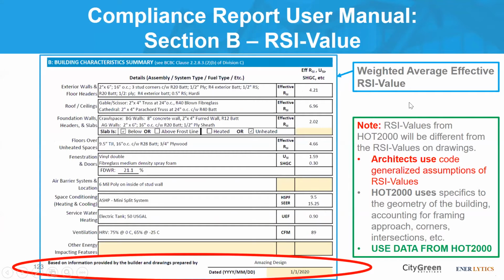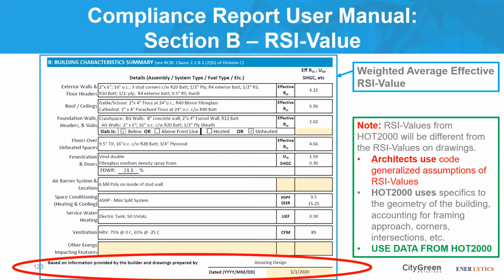While there may be differences between what architects use and energy advisors do, architects will use code generalized assumptions for RSI values, whereas HOT2000 uses specifics, the geometry of the building, accounting for framing, approaches, corners, and so on. Energy advisors are supposed to pull this RSI value from HOT2000, not from the building plans. This is also important to note for building inspectors if they wonder why you've used different RSI values than what's been included in the plans.